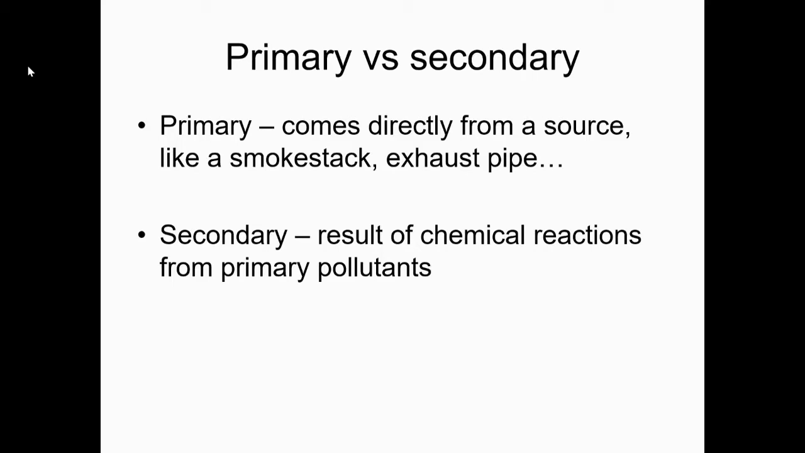First of all, one thing is they often ask about the difference between primary and secondary pollutants. Primary comes directly from a source like a smokestack, exhaust pipe, wildfire, whatever. Secondary is the result of chemical reactions from primary pollutants. Photochemical smog, so you know, is a mixture of both.